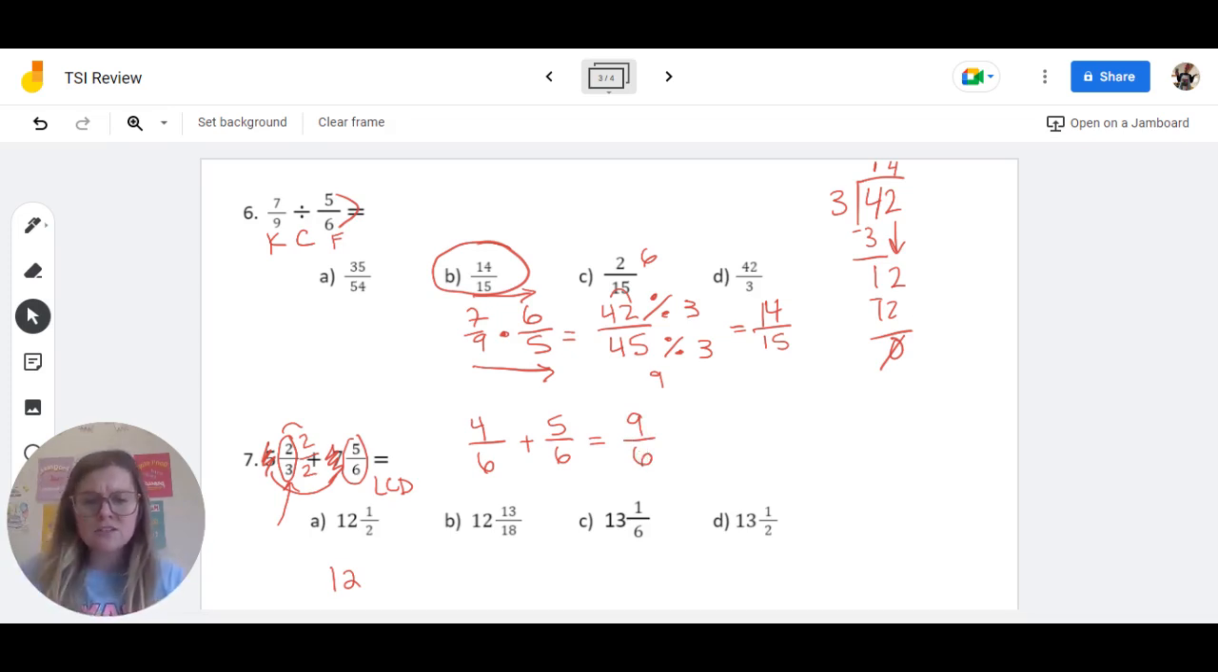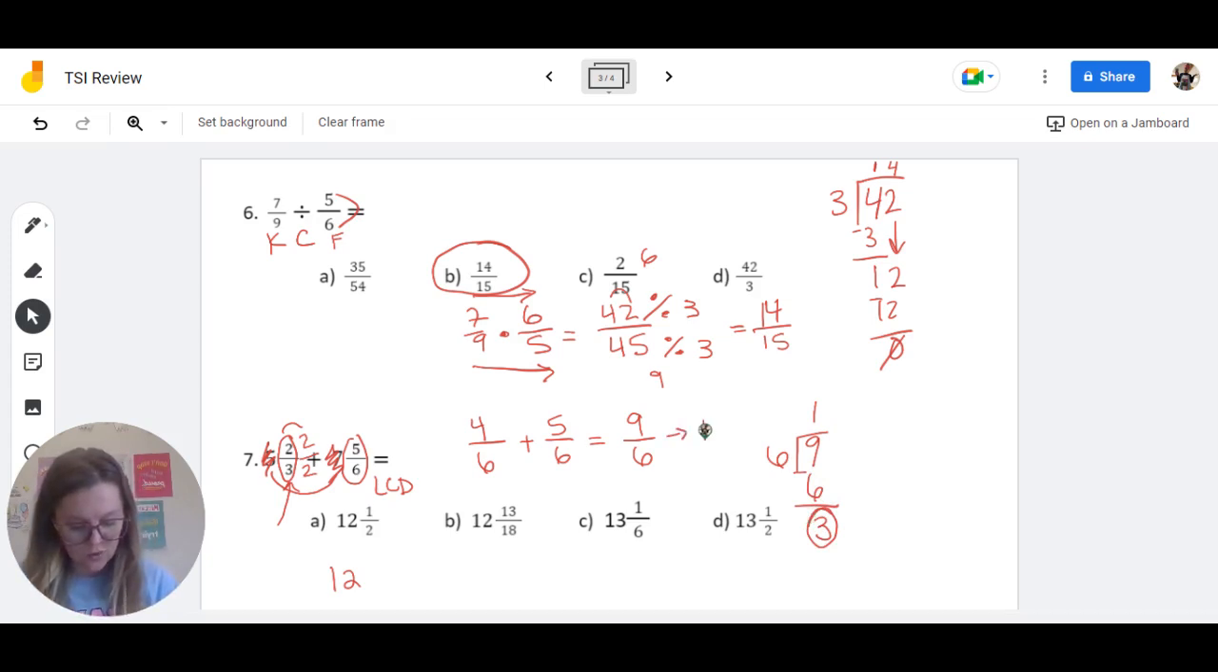Well, 9 over 6, 9 is more than 6. So technically, I can rewrite this and divide it out. So y'all remember, 9 divided by 6. 6 goes into 9 once. 1 times 6 is 6. 9 minus 6 is 3. And then I don't have any more numbers to bring down. So this is my remainder or my leftovers. So 9 over 6 simplifies to 1 and 3 out of 6.